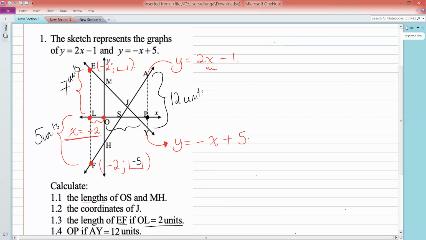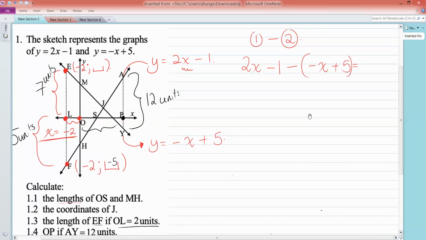I'm going to take the first one, position 1, and subtract it from position 2. Now, why am I saying subtract here? Because you'll get a negative and a negative, which gives you a positive. So 2x minus 1 minus, you have to put the second graph in brackets like that. And this is going to be equal to 12 units.